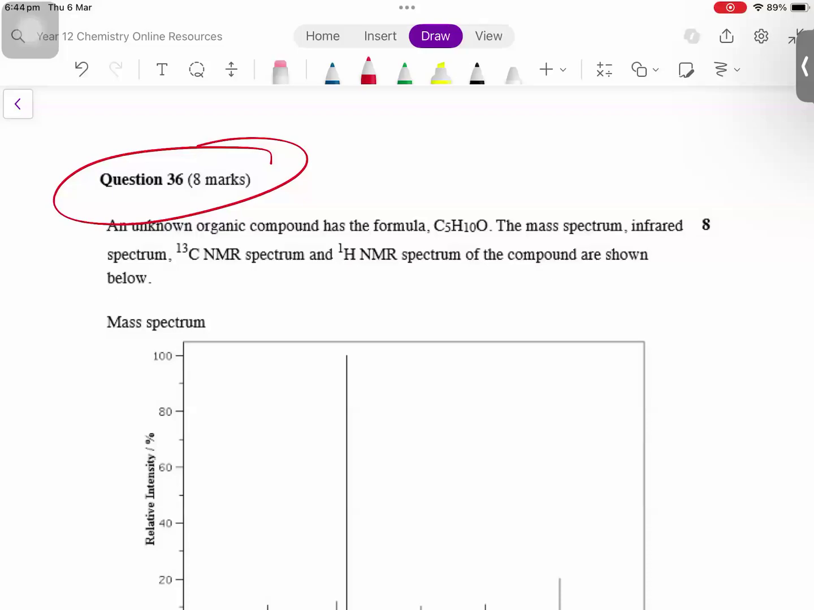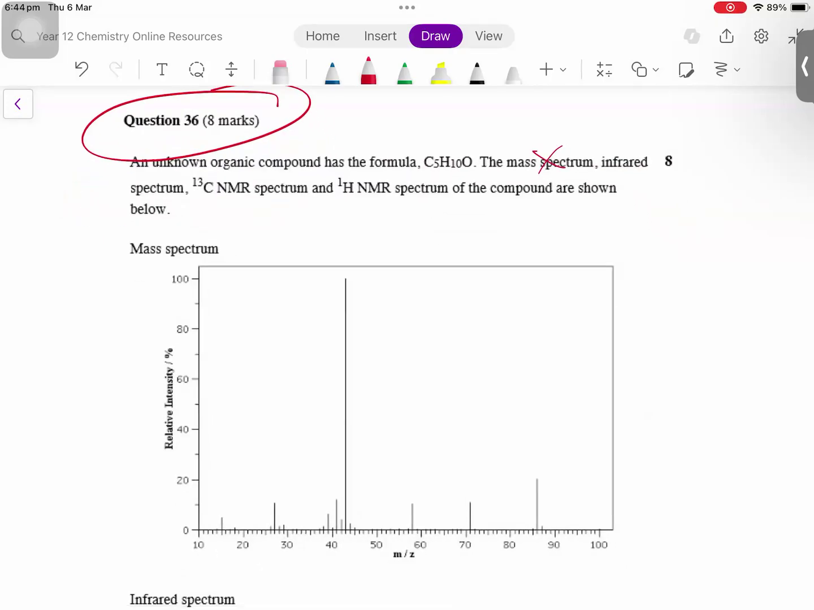So the formula is C5H10O. When you already know the formula, the mass spectrum is sort of redundant, okay? The main thing you get out of the mass spectrum is the final signal. What's the final peak in a mass spectrum called again? Yeah, exactly. Your molecular ion peak, which means it gives you the mass of your molecule before it broke up.